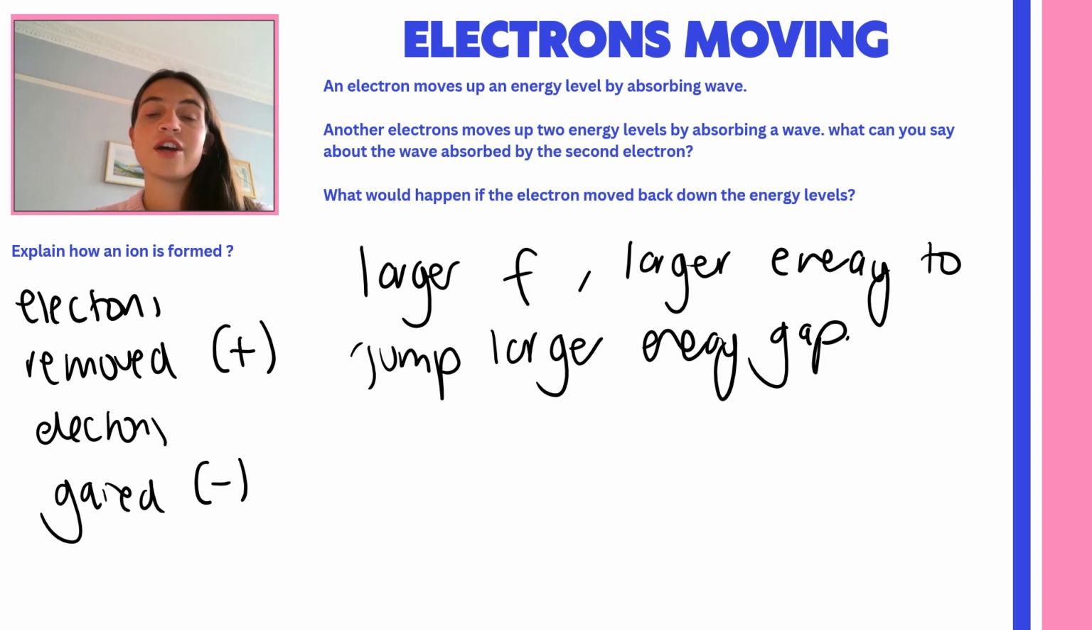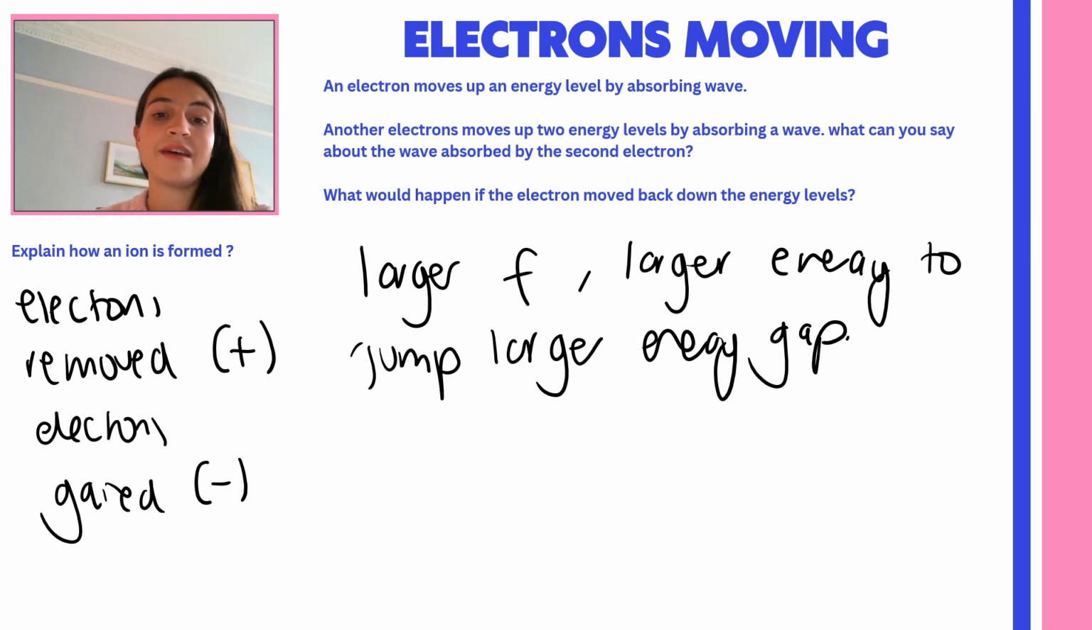the larger the frequency of your wave, the larger its energy, to jump larger energy gaps. So my second electron that managed to move up 2 whole energy levels needed more energy to do it, so it must have had a higher frequency wave that it was absorbing in order to get that energy.